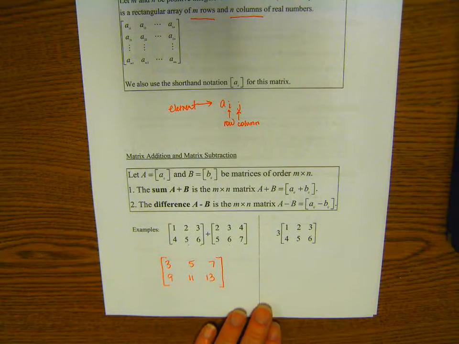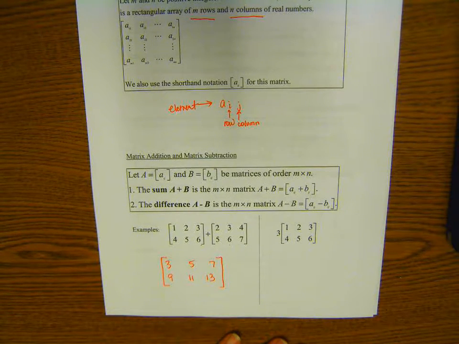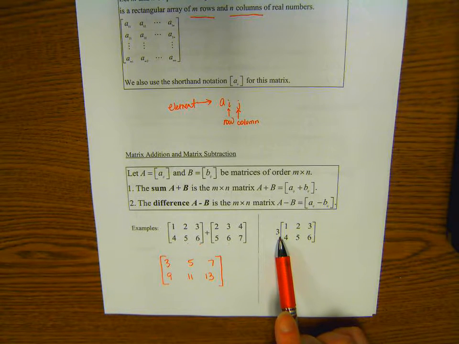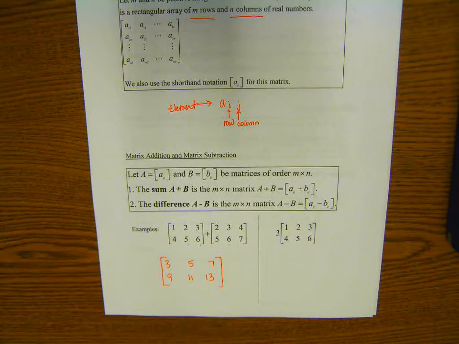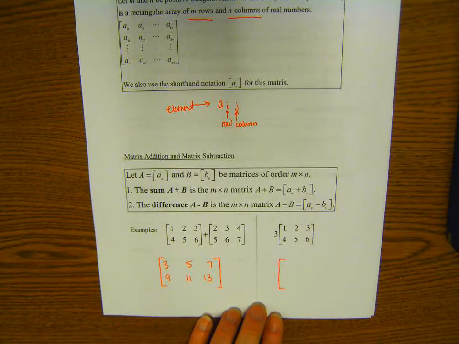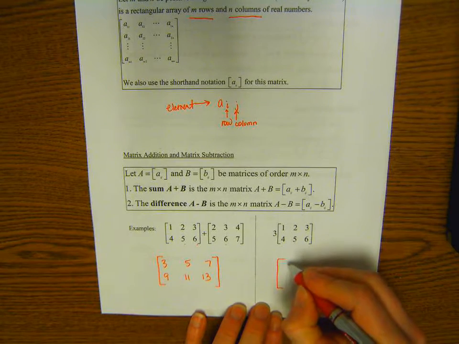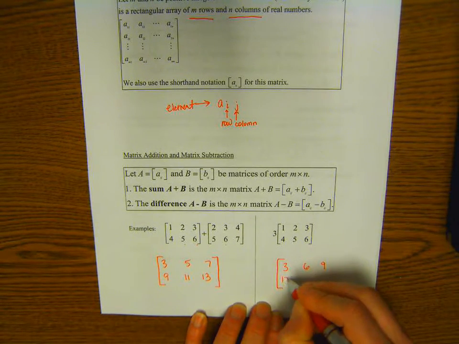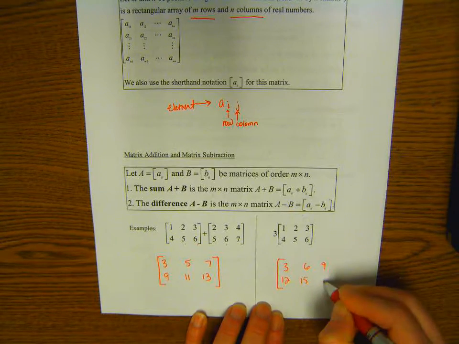Over here, we can do scalar multiplication. This is called a scalar because you're multiplying by a whole scale. This means you would multiply the whole matrix by 3. So what would this matrix be? 3, 6, 9, 12, 15, 18.